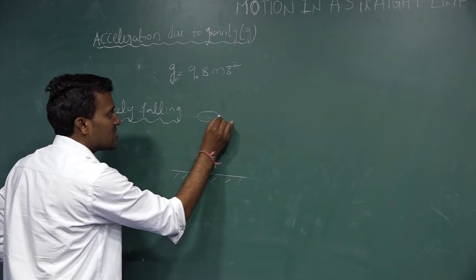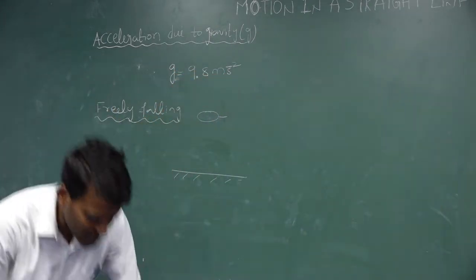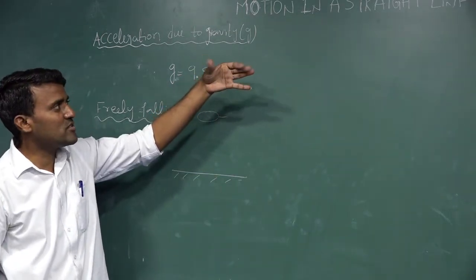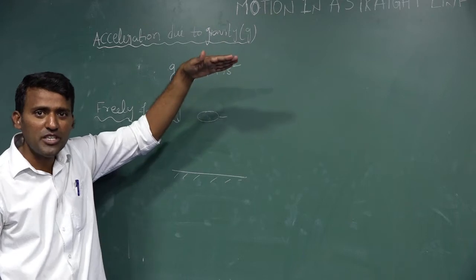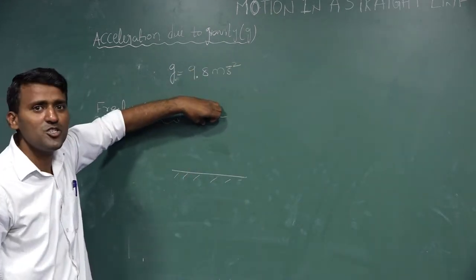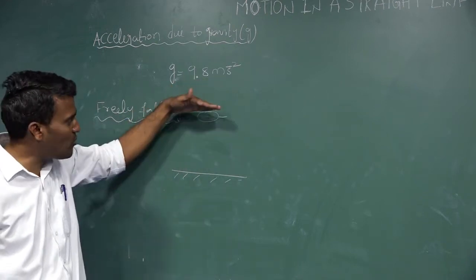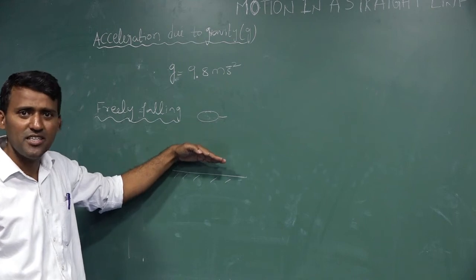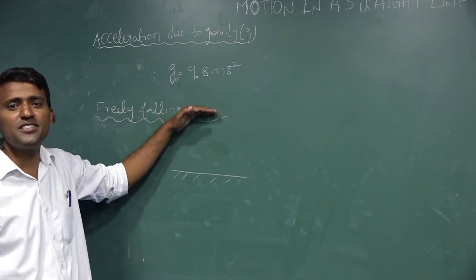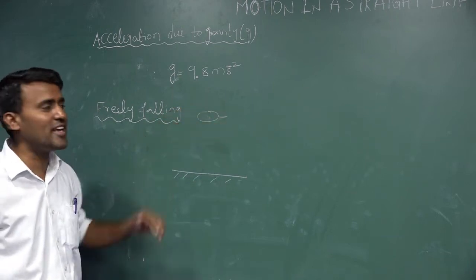An object, without applying any force, I will take the chalk and I will show you. See here, without applying any force, the object is falling in the downward direction. Here the initial velocity of the object is 0. It started from the rest position. When the object is moving downward, the velocity of the object gradually increases.